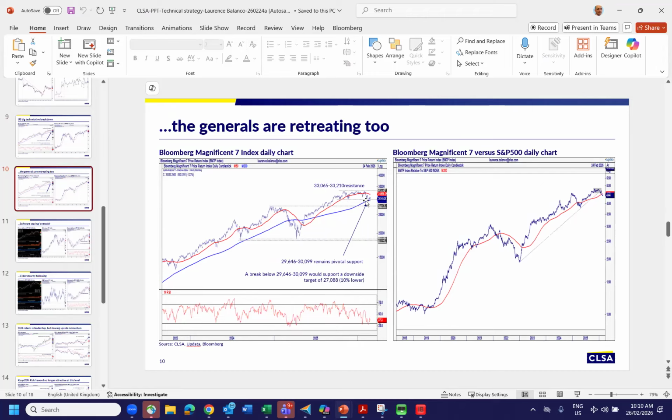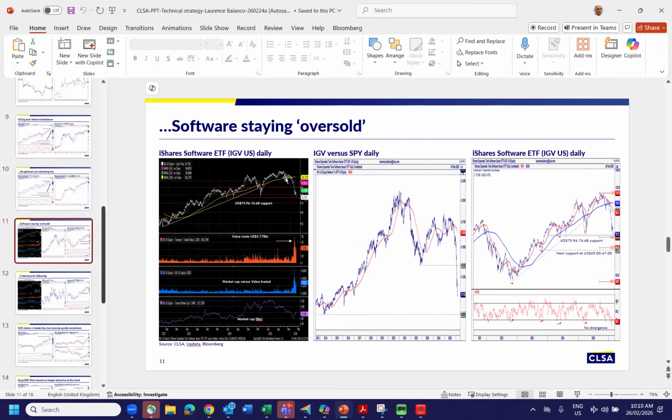Well, the point here is the risk is building for a breakdown. The relative underperformance is coming through. You've obviously seen the collapse in the software side. This is the AI threatened group, right? You're already back at the April 25 lows.